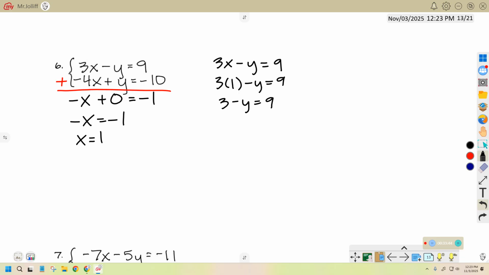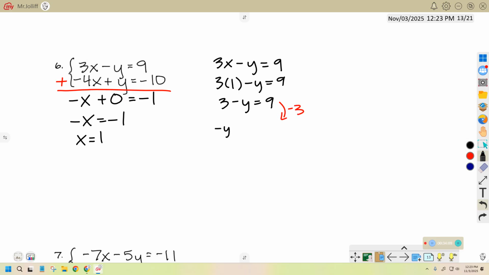Correct me if I'm wrong. I think I did that correctly. Next step, suggestions. Minus 3. Very good. So that the 3's will cancel.